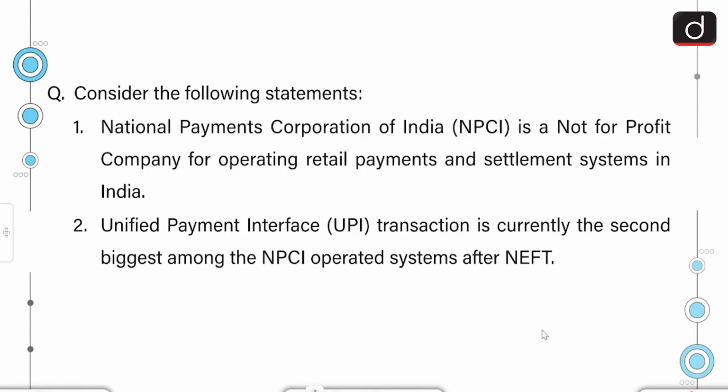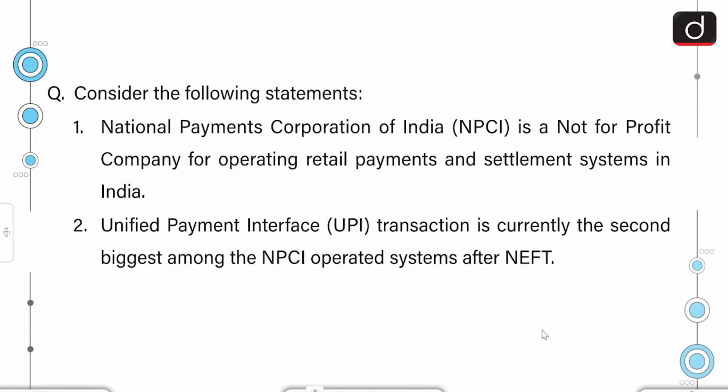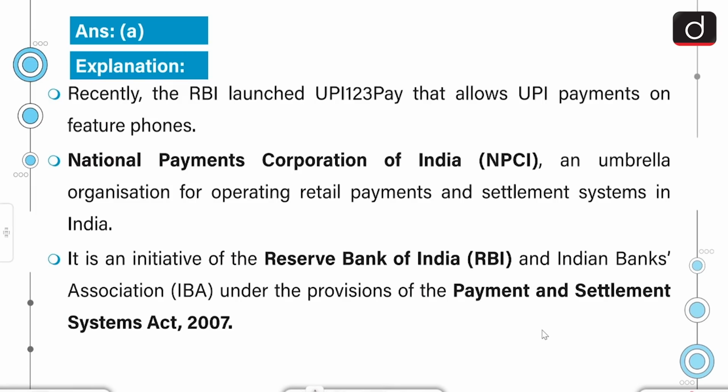Consider the following statements. National Payments Corporation of India is a not-for-profit company for operating retail payments and settlement systems in India, and UPI transaction is currently the second biggest among the NPCI operated systems after NEFT. We have to select the correct statement. A is correct.